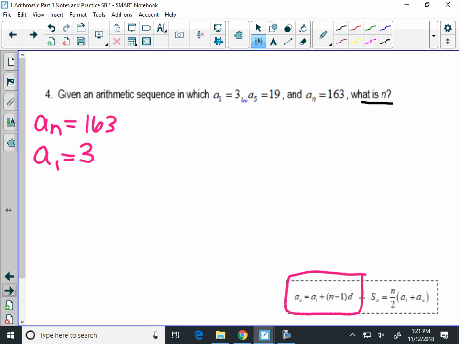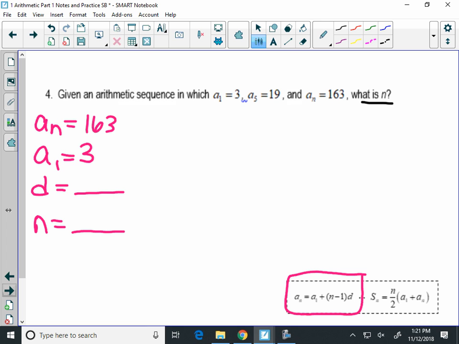Do we know d? No. So there's a problem. I don't know d, and I don't know n. So in order to ultimately find what n is, I have to figure out what the common difference is. There's a couple ways to go about this. How do you think you might want to find the common difference? We can use the formula or we can use another method.